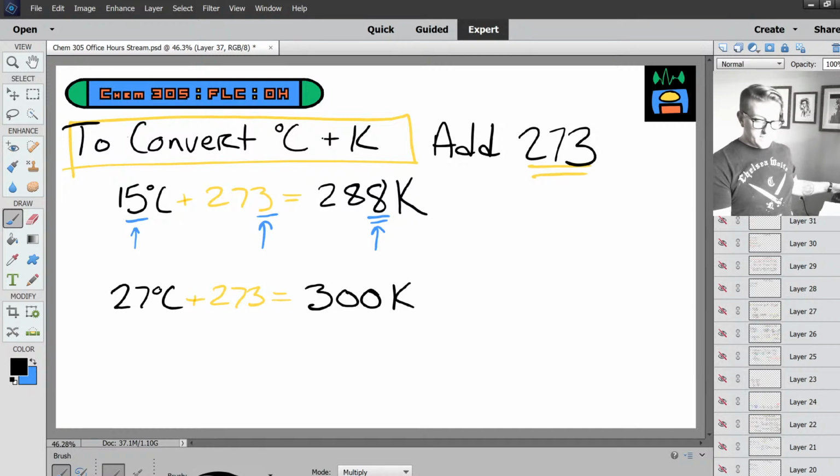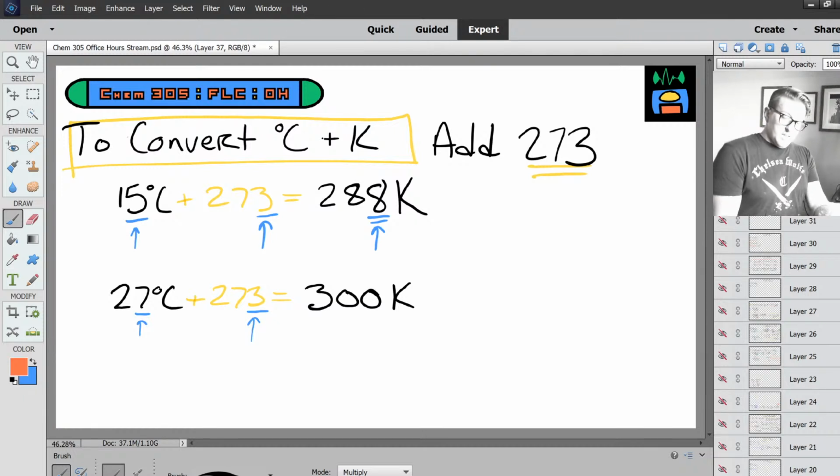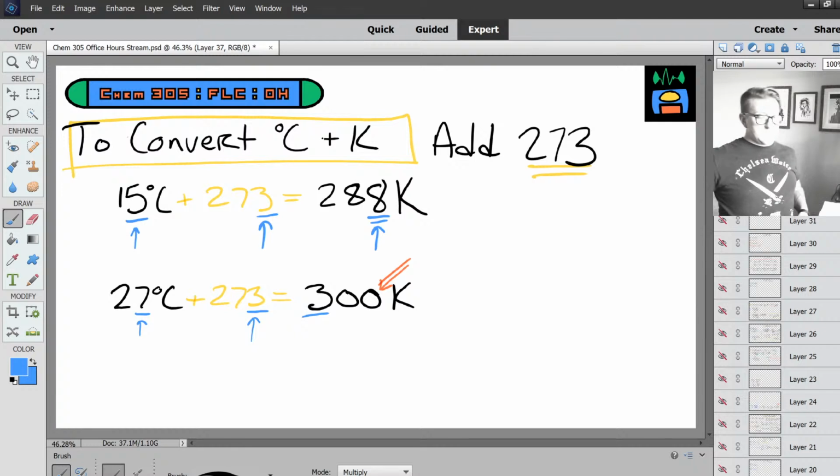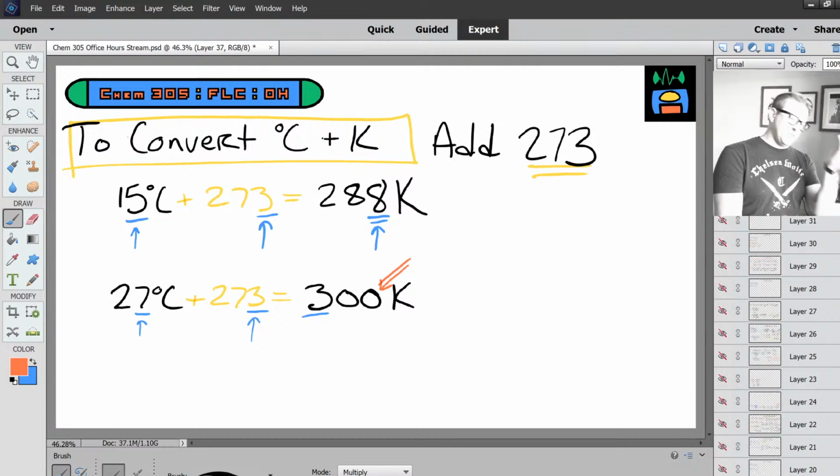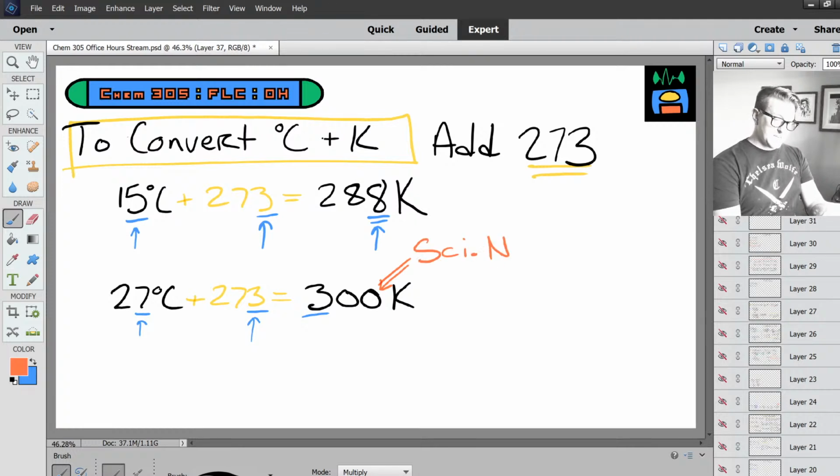But now we have to look at the sig figs. The last sig fig in 27 is in the ones place. The last sig fig in 273 is in the ones place. Here's the thing. The last significant digit for our answer needs to be in the ones place, but it's not. 300's last significant digit is in the hundreds place. So the only way to get our last significant digit in the place where it needs to be is to write this answer in scientific notation.